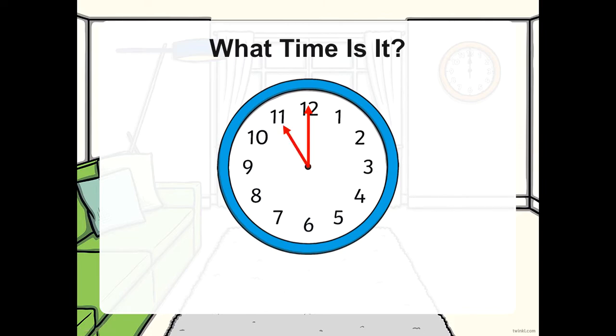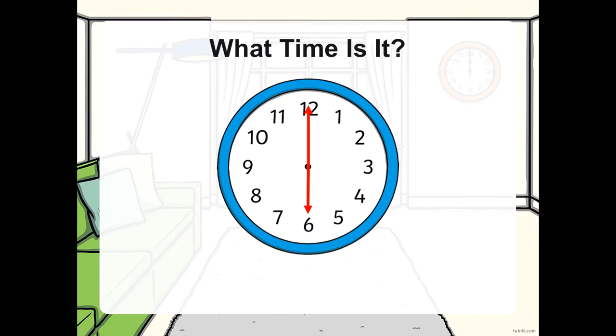What time is this one here? Good job. This is 11 o'clock. Why is it 11 o'clock? How do you know? The minute hand is pointing to the 12, which means o'clock. The hour hand is pointing to the 11. Good job.